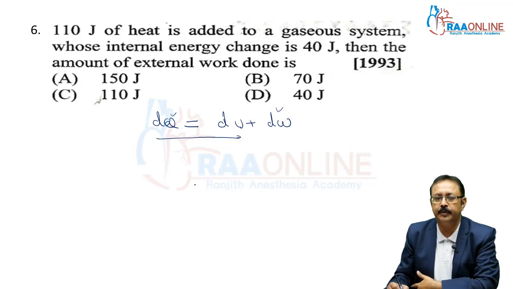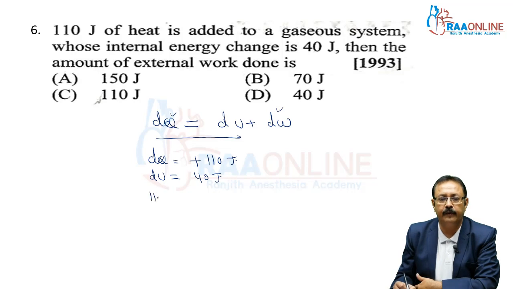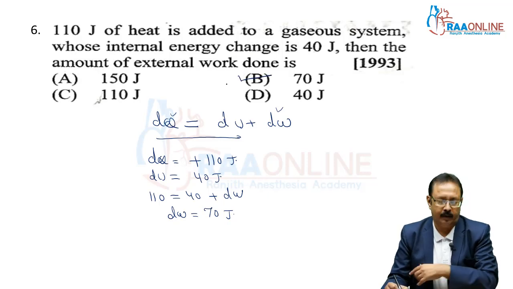We added heat to the system, so dQ is plus 110 joule. Internal energy increased, so dU should be positive. So putting the values, 110 is equal to 40 plus dW. What are we getting? Work done should be 70 joule. So it means we should go with option B.